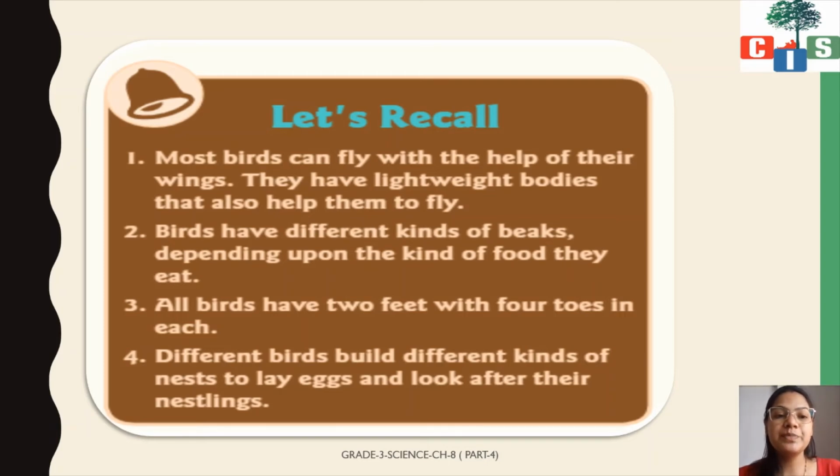Firstly, most birds can fly with the help of their wings. They have lightweight bodies that also help them to fly. Birds have different kinds of beak depending upon the kind of food they eat. We have seen that all the birds have different kinds of beak. All birds have 2 feet and 4 toes in each. Different birds build different kinds of nests to lay eggs and look after their nestlings.